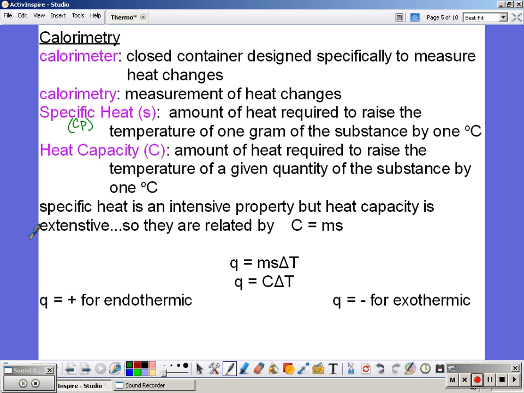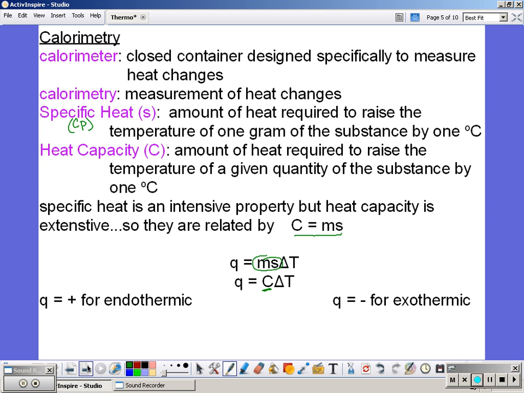Specific heat, then, is an intensive property because it's independent of the amount, but heat capacity is extensive, so it does depend on the amount. So we can actually relate the two by using C equals ms. So Q equals ms, or mCp delta T. Since that is what heat capacity is, we could just substitute in the capital C. Now Q is going to be positive for endothermic reactions and negative for exothermic reactions.